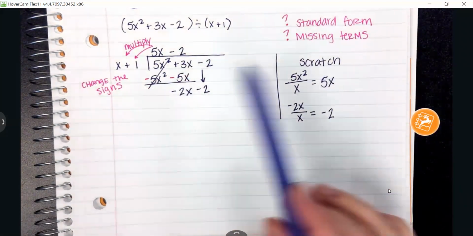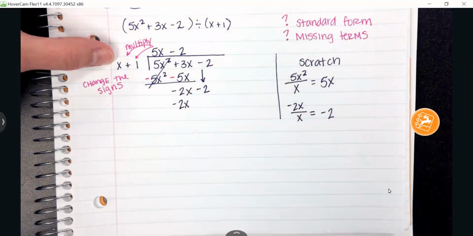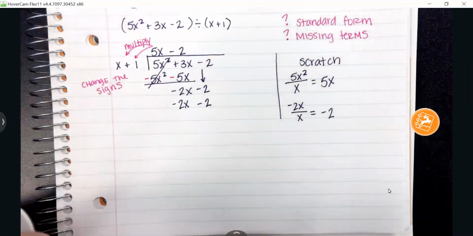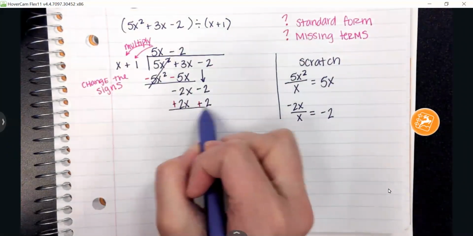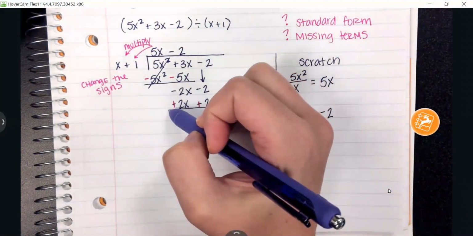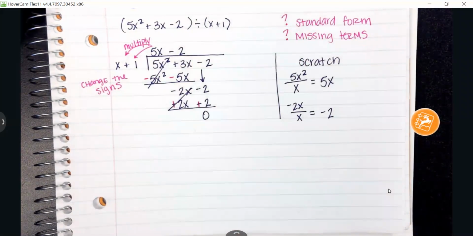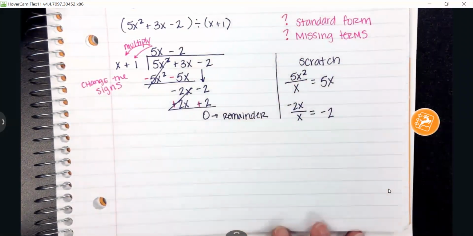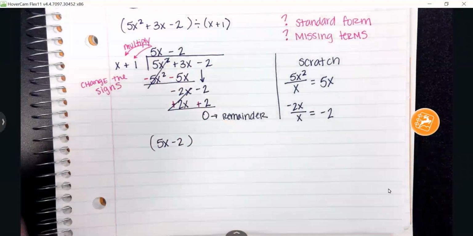So now we're going to do the same thing. Multiply twice. Negative 2 times x is negative 2x. Negative 2 times 1 is negative 2. Change the sign. So these aren't negative, now they are positive. Negative 2x plus 2x cancels out, as we hope it does. And a negative 2 plus 2 is a 0. Does this problem have a remainder? No, right here it says my remainder is 0. So this one has no remainder. So how do I write this answer? My answer is 5x minus 2. That would be my final answer.